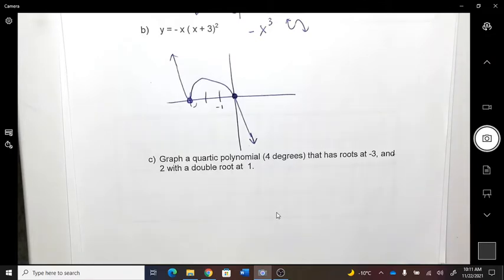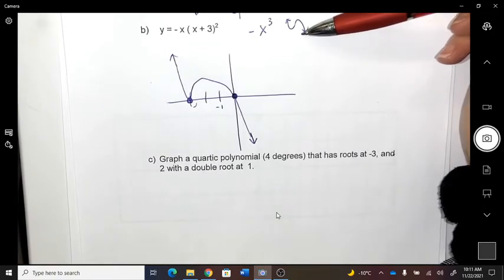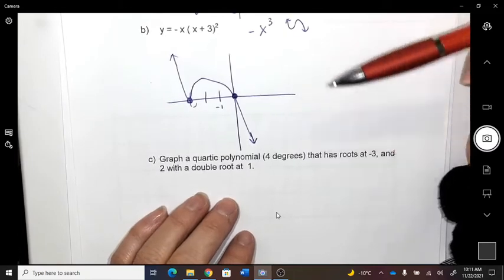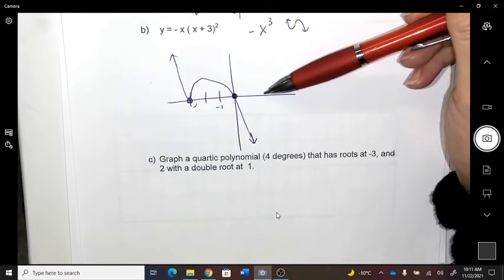Okay, so I'm looking for a few things here. I'm looking for were your arrows going in the right directions? Did you have all the proper intercepts? Did you do the bouncing when you were supposed to bounce, or flattening or crossing?